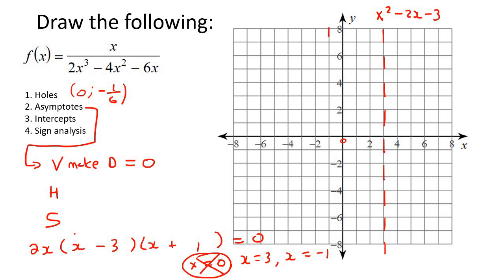But yeah, so there we have our asymptote at x equals 3, and then also at x equals negative 1. So let's just go put that in there. Okay, so there's our vertical asymptotes.